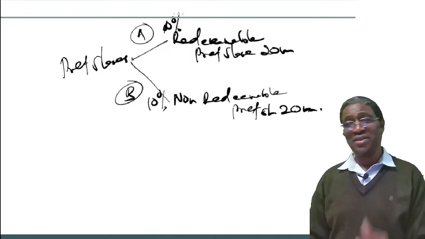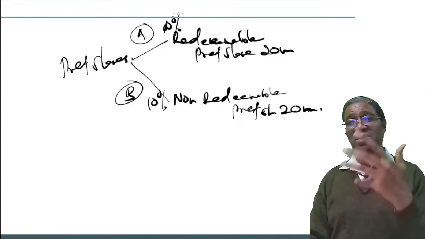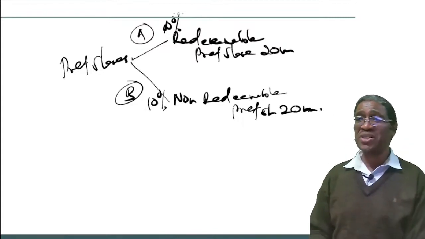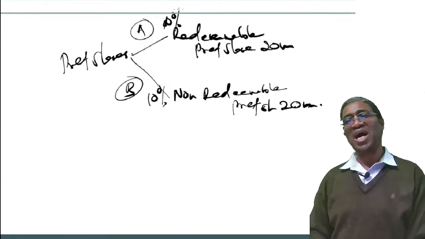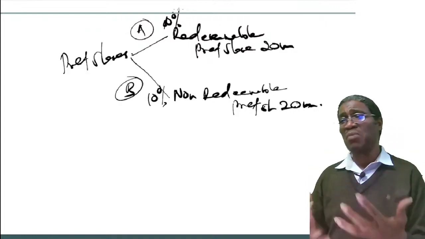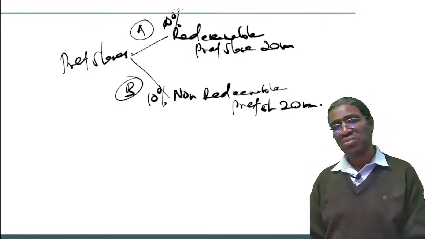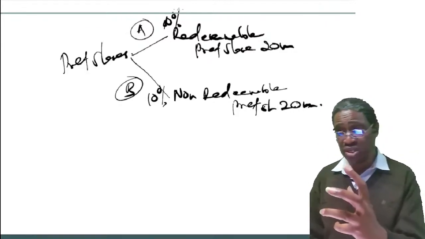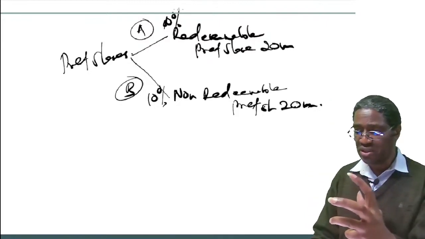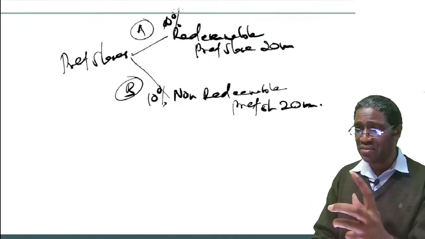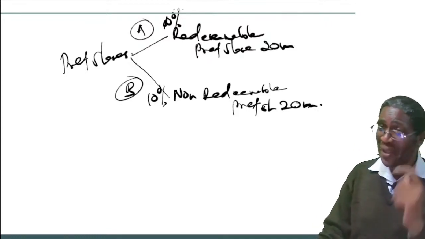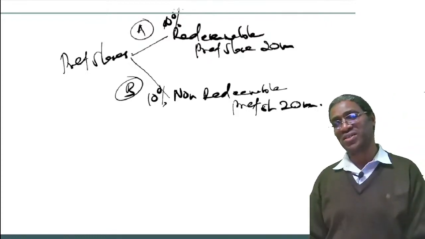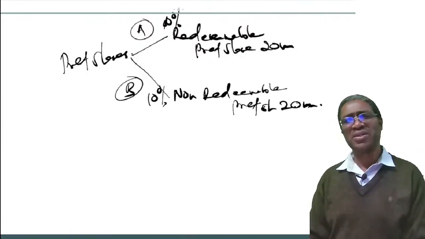So I was saying, company A has issued a 10% redeemable preference share. Company B has issued a 10% non-redeemable preference share. Will they show them in the same place in the balance sheet? Listen, the answer is no. Now listen, they are not going to the same place.